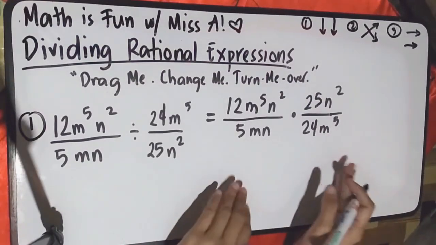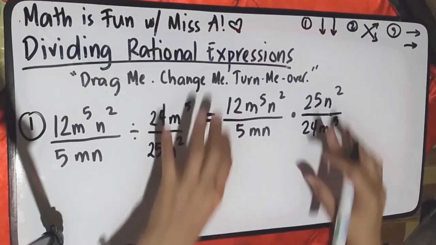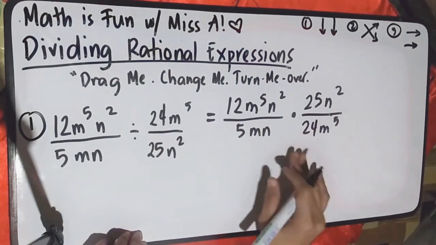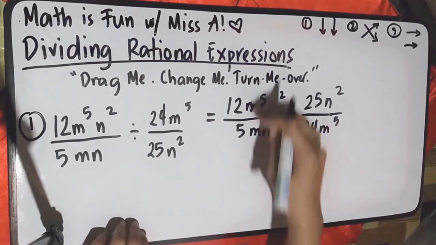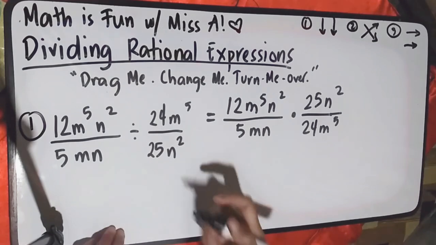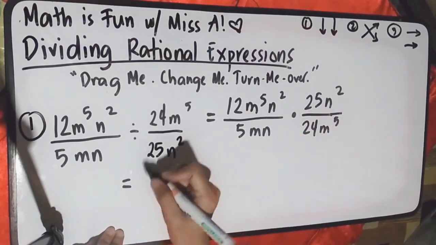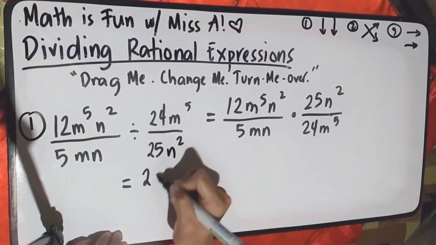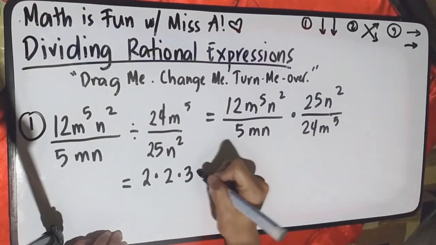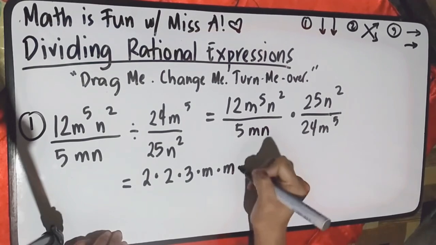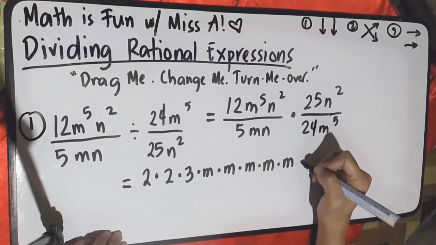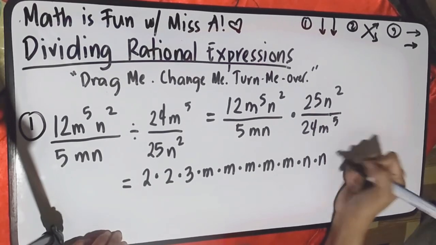Okay, so let us now expand, gawin natin sila sa mga respective na factored form nila by getting all their prime factors for the numerical, yung mga coefficients dito. So, expand lang natin siya. So, that is equal to 12 is actually the product of 2 times 2 times 3. Then you have m raised to 5. So, m times m, isa, dalawa, tatlo, apat, 5. Then you have n squared. So, dalawang n times n times n.